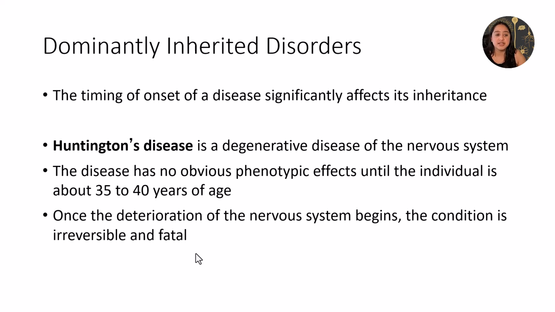But if something like Huntington's disease comes later in life, then you won't know until a little bit later. Huntington's disease is a degenerative disease of the nervous system. The disease has no obvious phenotype until the individual is about 35 to 40 years of age. Then some degeneration of the nervous system starts and continues. Once the deterioration of the nervous system begins, the condition is irreversible and fatal.